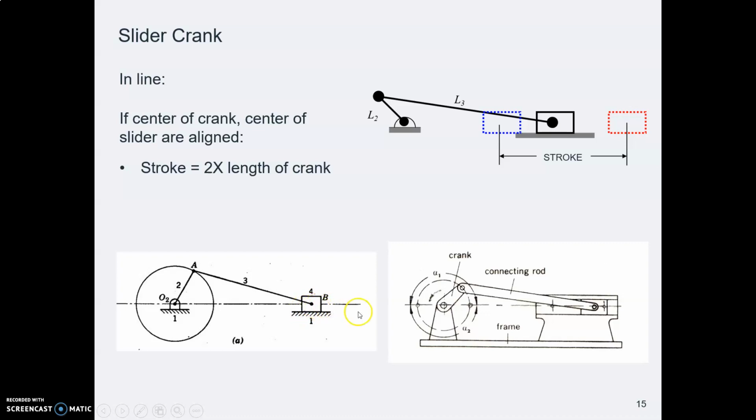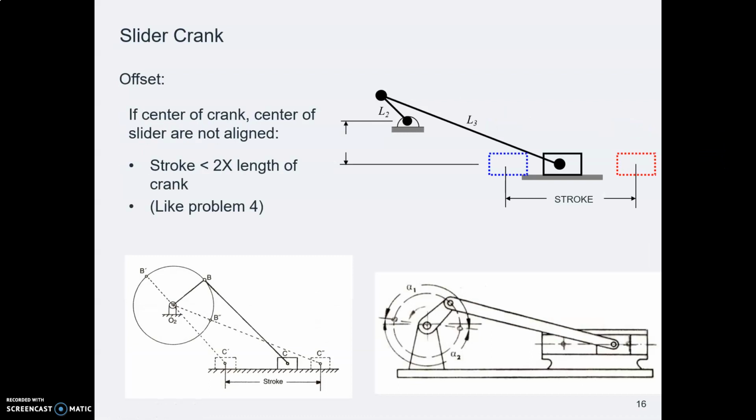The distance that the slider follows is called the stroke, and you can see it at the top of the slide here. There's a dimension on the stroke from the very leftmost position to the very rightmost position. If the crank and the slider are not in a line, then the stroke is not exactly 2 times the crank length, and it's just some odd number, and you just have to do your schematic to figure it out. That's what you will do in problem 4 of this assignment.